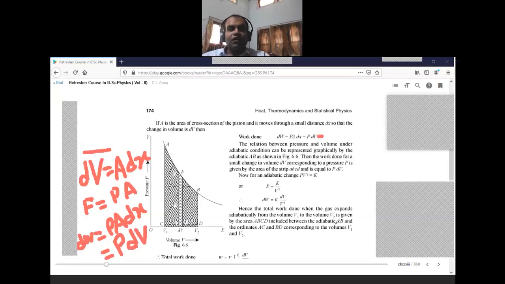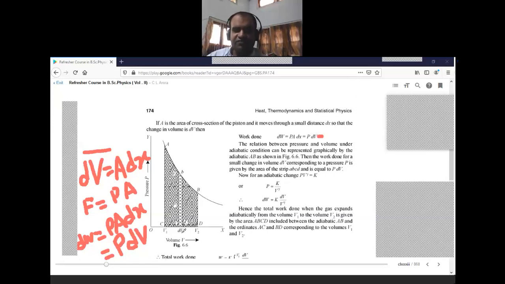So yesterday also we learned this, dW is equal to P dV. Okay, the relation between pressure and volume under adiabatic condition can be graphically shown by the adiabatic AB. AB is the adiabatic as shown in the figure.